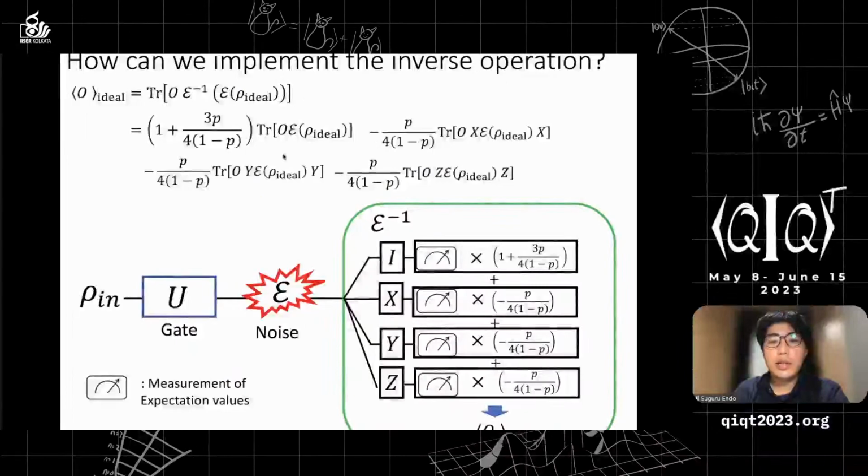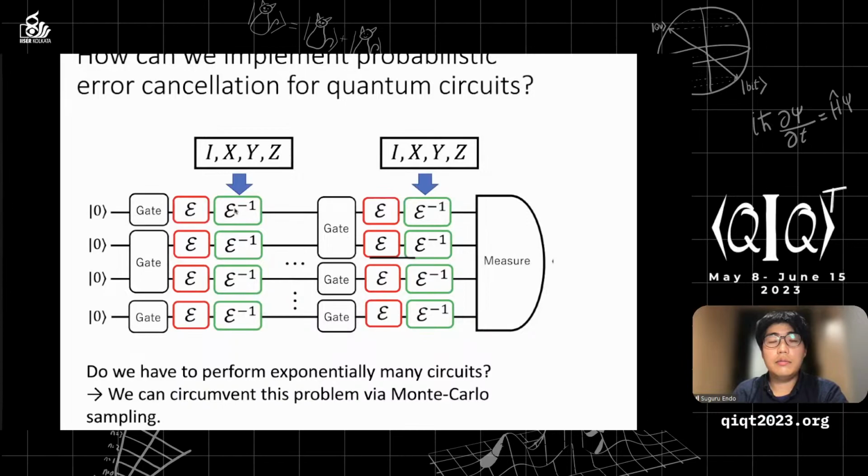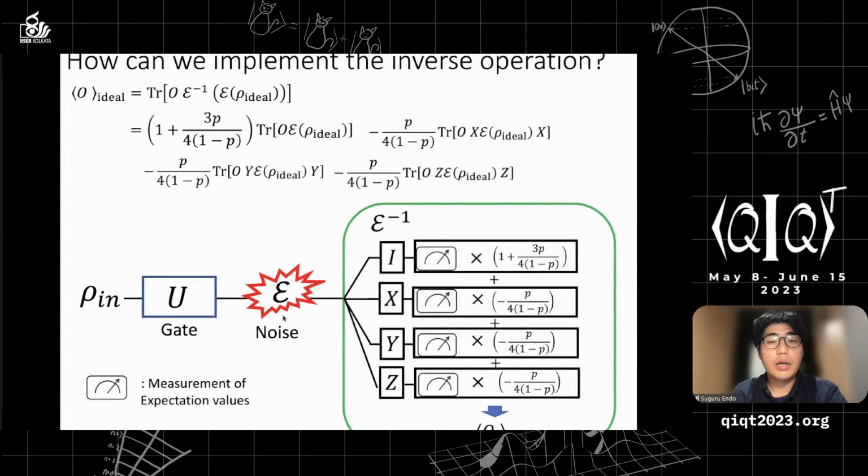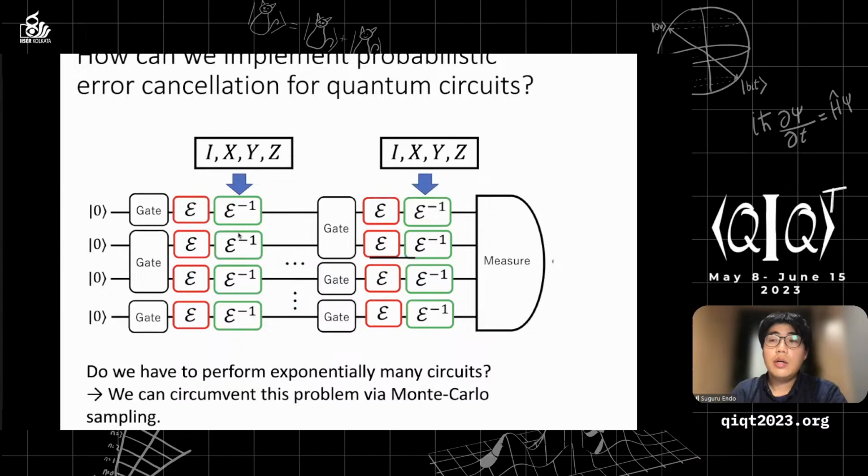This is just for the single qubit case. Now we directly apply this in the quantum circuit, during the computation. When we consider this scenario, the operations used in quantum error mitigation are I, X, Y, Z. When we consider the IXYZ channel, after each noisy gate, the combination of the error mitigation operations becomes 4 to the n, where n is the number of gates. That is exponential, and that cannot actually be performed.